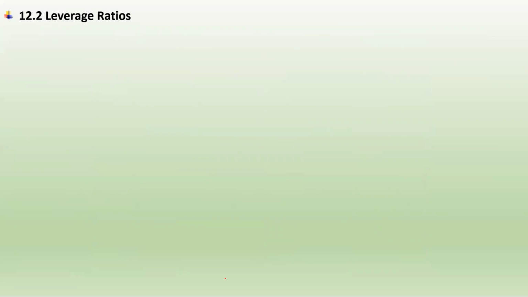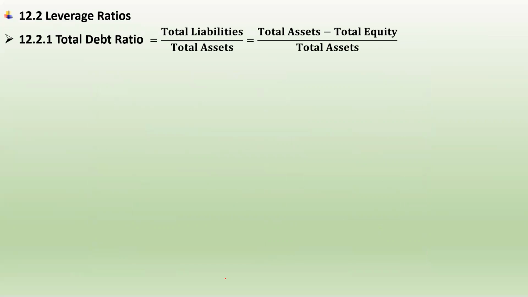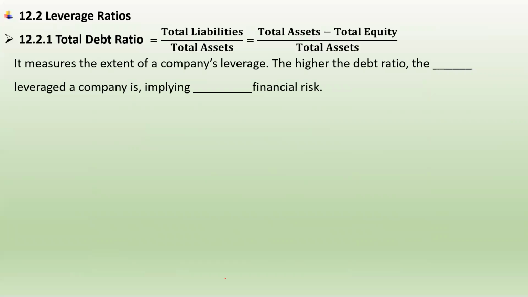The second category of ratios is called leverage ratios. The first one is the total debt ratio, which equals total liability divided by total assets. As we all know, total assets equals total liability plus total equity, which means total liability equals total assets minus total equity. It measures the firm's leverage. The higher the debt ratio, the higher the leverage of the firm, which implies higher financial risk. If more than half of the capital is from debt, then when the firm runs out of cash, it's on the edge of bankruptcy.